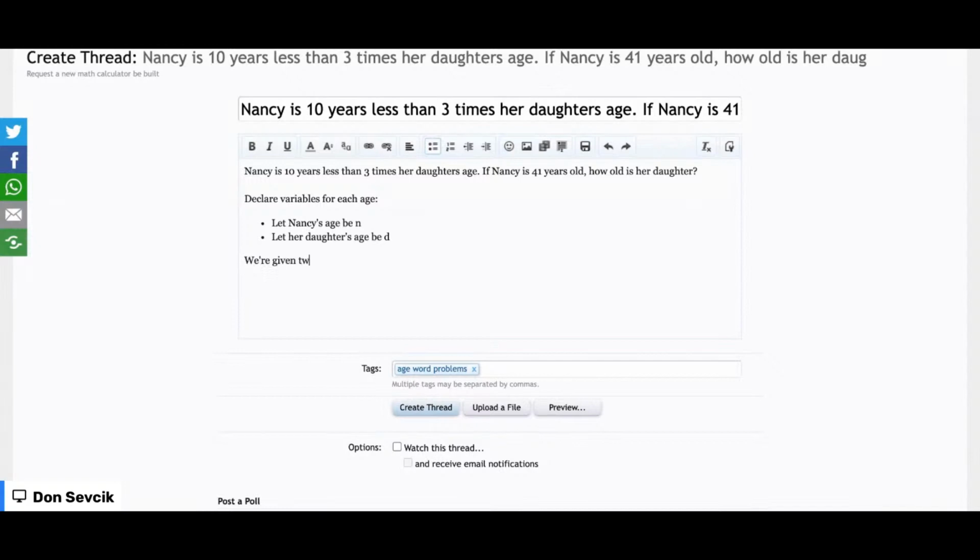We're given 2 equations. If you've been on the stream before, you're going to recognize the pattern, and it follows the same pattern every time. Age word problems, there's always 2 people involved. There's some age difference or excess, and then there's also a total or an older person. And what you're going to do is you declare the variables, and then you write up the equations.